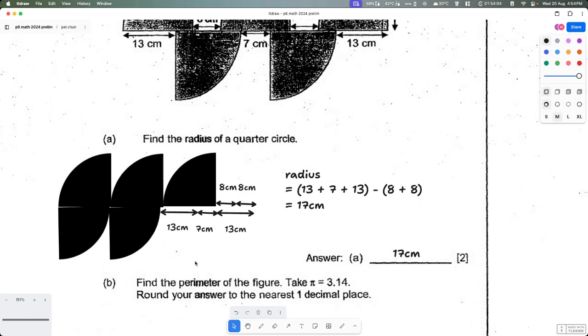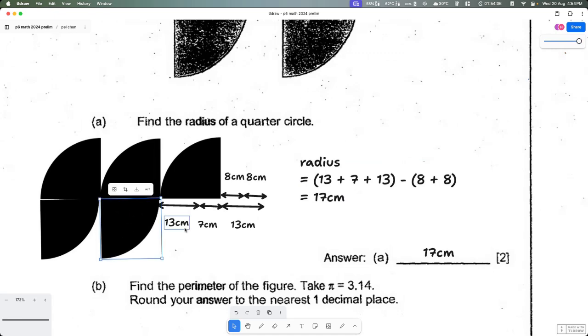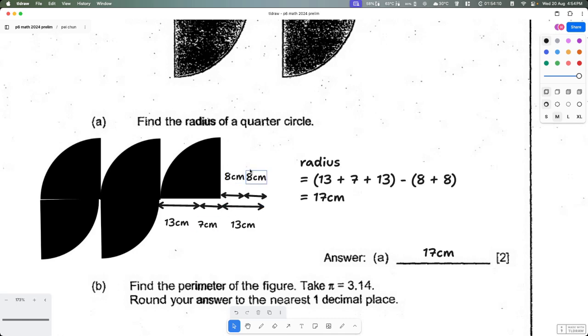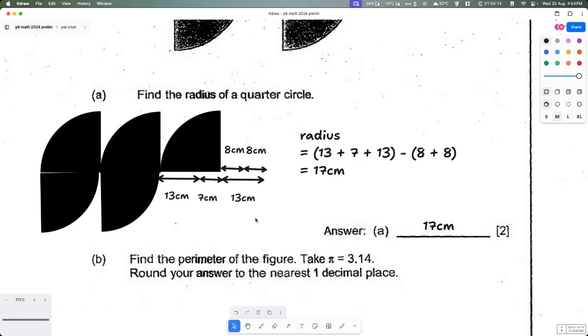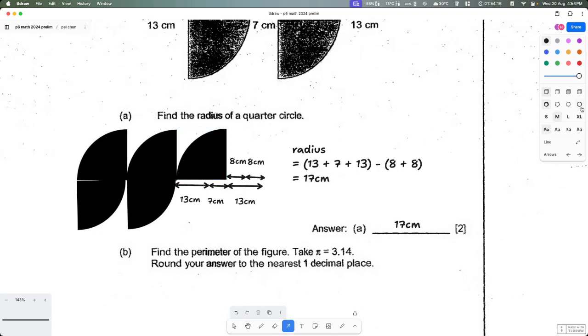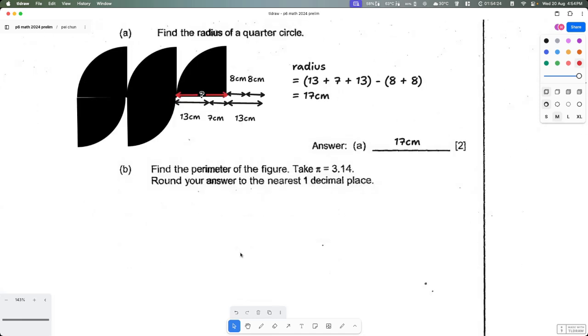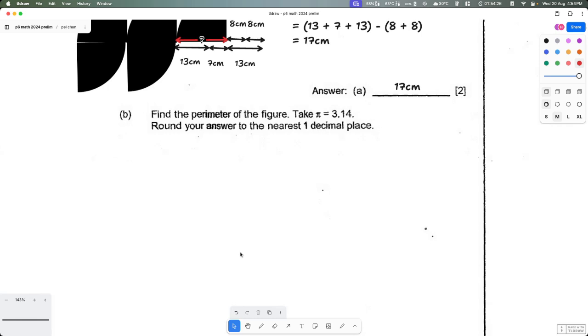Okay, so hopefully you understand this a bit more. That's what you see over here. So to get the radius, you just minus these two, because the spaces are equal, right? So that's it. Let me just put a red one so it's easier for you to know what we want to look for. Question mark. Okay, so let's move on to part B. Find the perimeter of the figure. Take pi as 3.14. Round the answer to one decimal place.